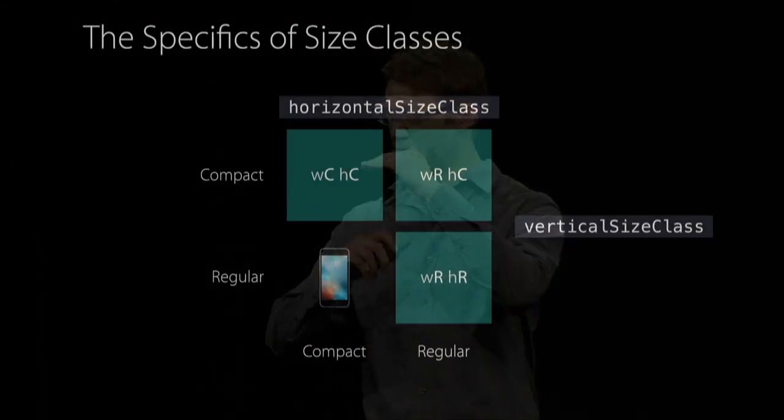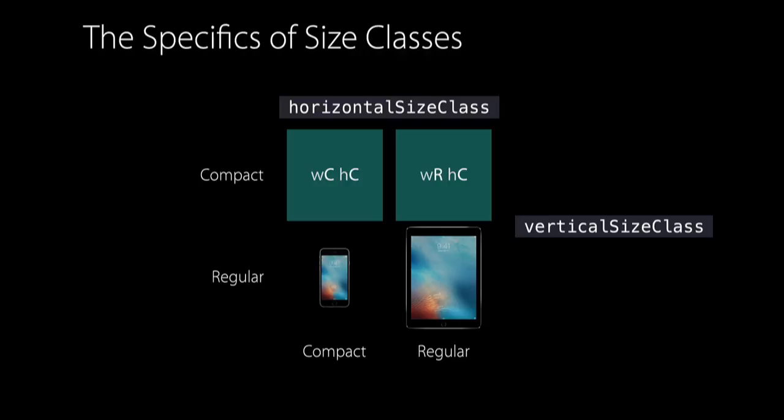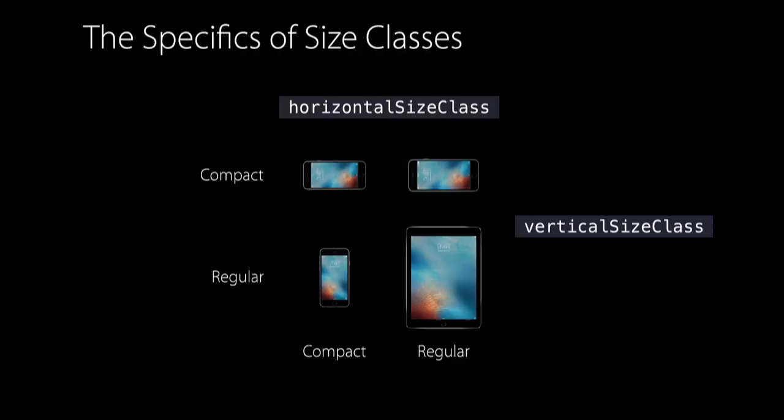So how do some of the devices fit into these combinations? Well, a compact width experience but regular height, an example of that is going to be our iPhones in portrait. iPad, in contrast, is going to be regular in all orientations. You're going to see compact with iPhones in landscape, with the notable exception of the 6S Plus, which is actually regular horizontally when you're in landscape, which is why you see a master detail in, for example, Mail when you're using it on a 6S Plus.